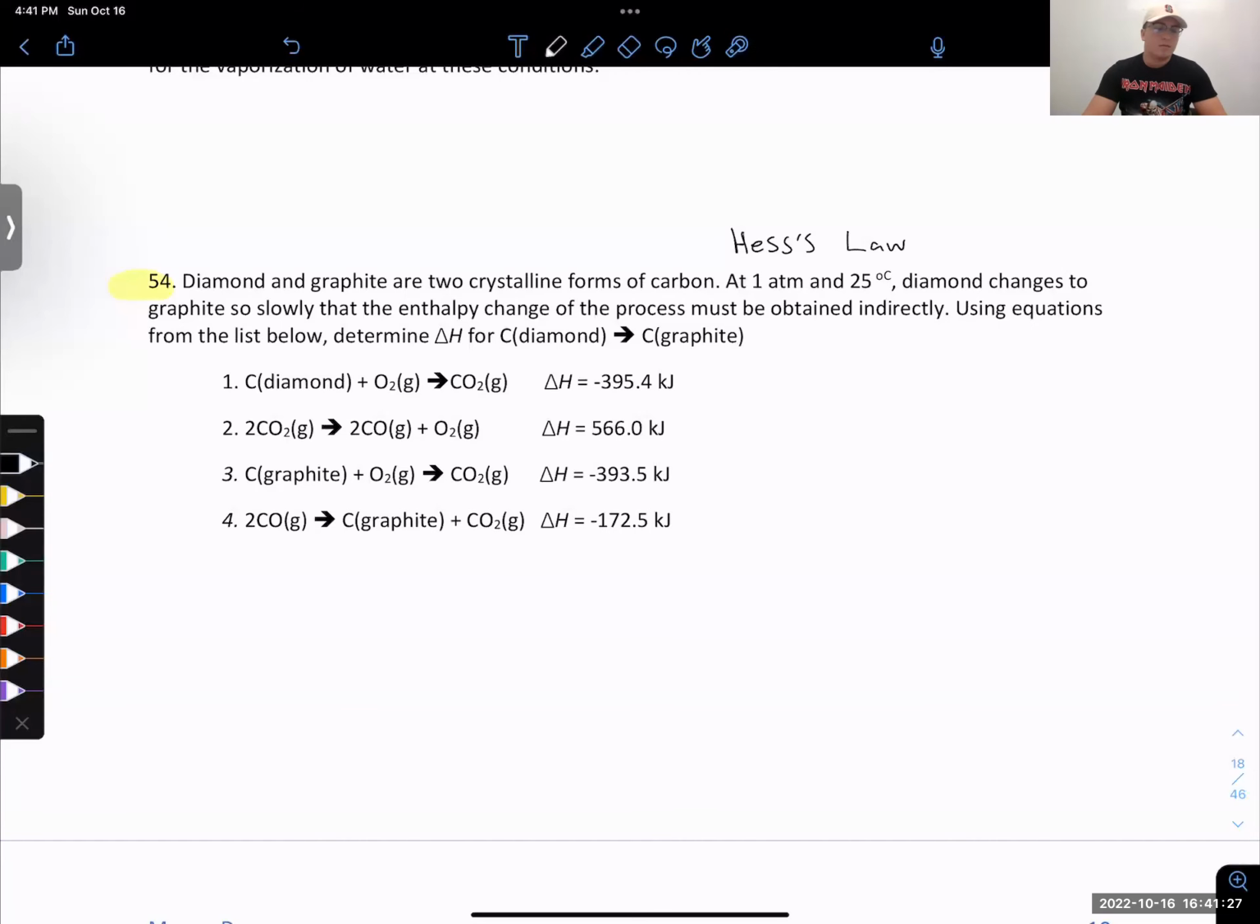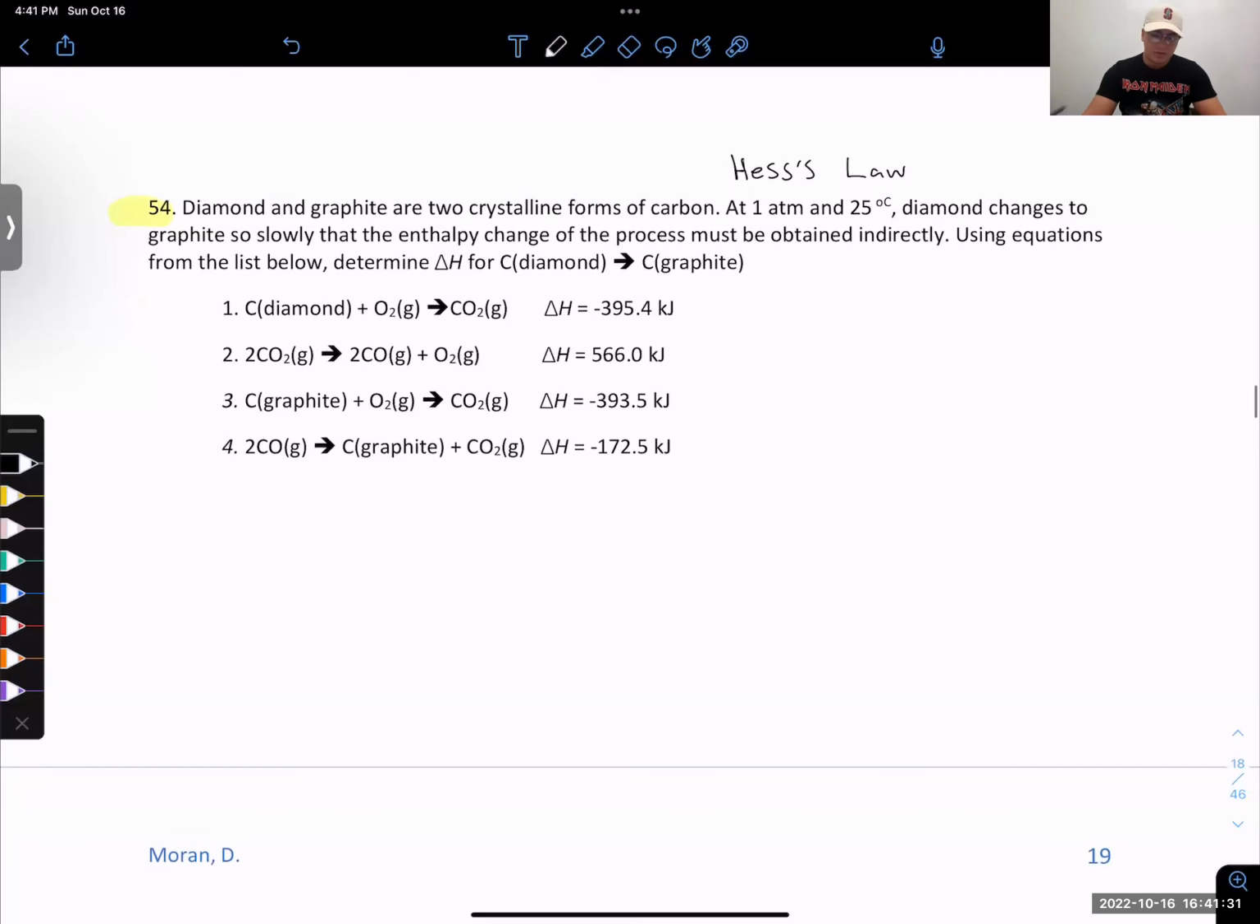Okay, the first problem I want to go over is 54, which uses a concept called Hess's law, which basically just says that if you have a bunch of different reactions, you can add the enthalpy of each of the reactions to get an overall reaction and the enthalpy of the overall reaction. So essentially what this question is asking, let's just read it first.